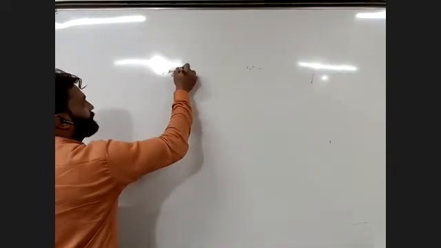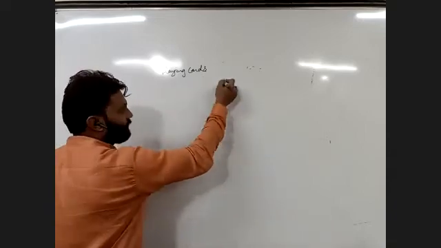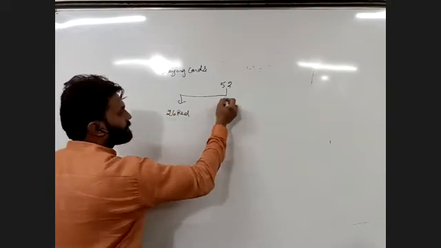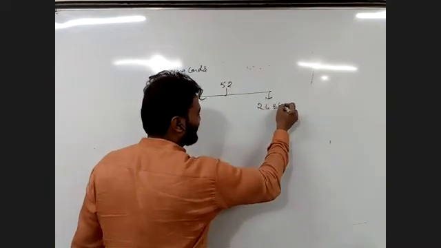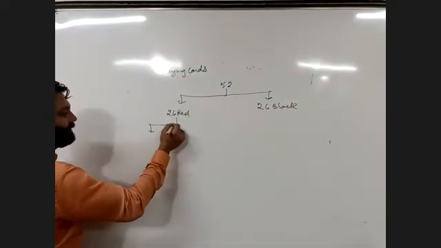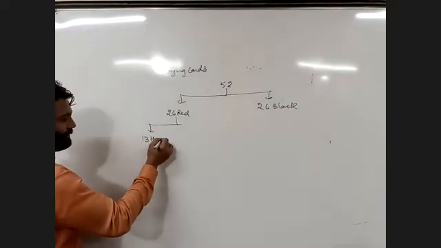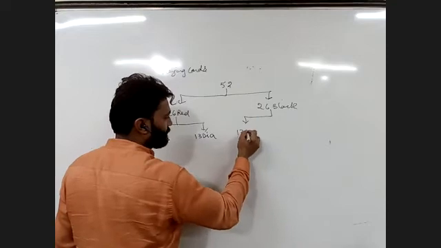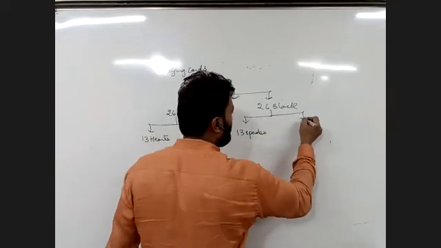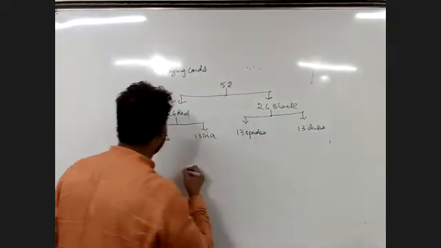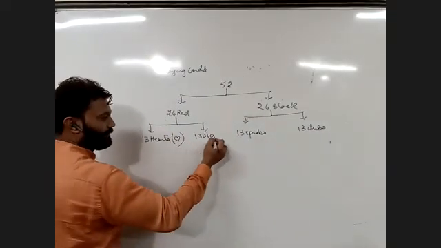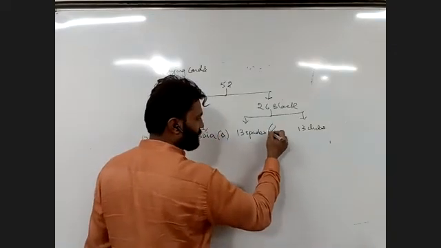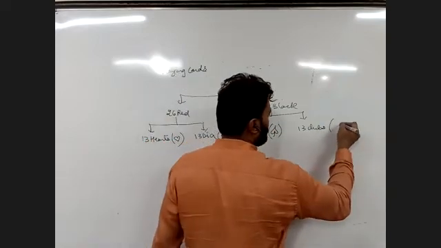In case of playing cards, how many cards are there? 52. Out of 52 playing cards, there are 26 red and 26 black. Out of the 26 red, there are 13 hearts and 13 diamonds. Out of the 26 black, there are 13 spades and 13 clubs. Everyone knows the shapes: hearts, diamonds, spades, and clubs.